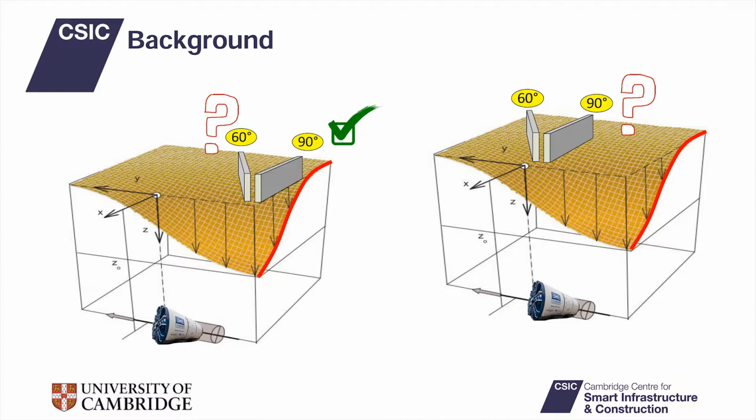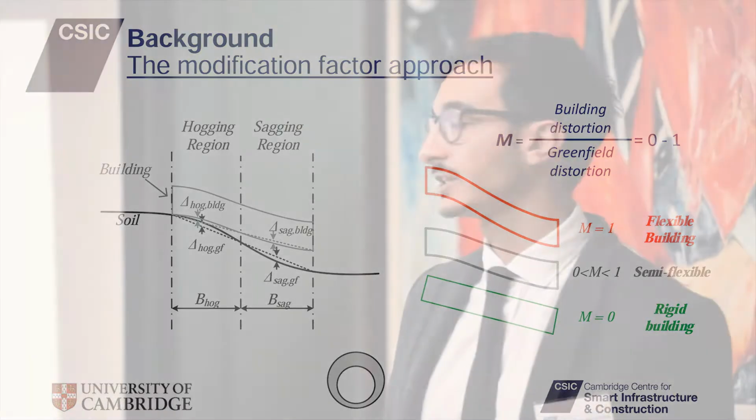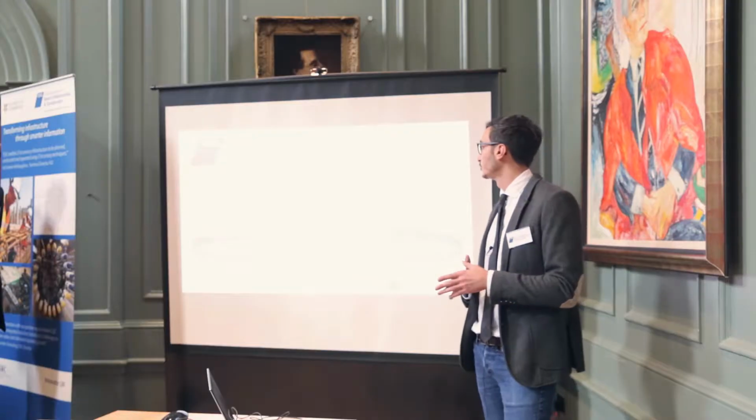the work. An important parameter to assess the soil structure interaction is the modification factor M, which is defined as the ratio between building deformation and greenfield deformation, and tells us if a structure is fully flexible and there is potential for distortions, or if it's going to respond as a rigid body to deformation.